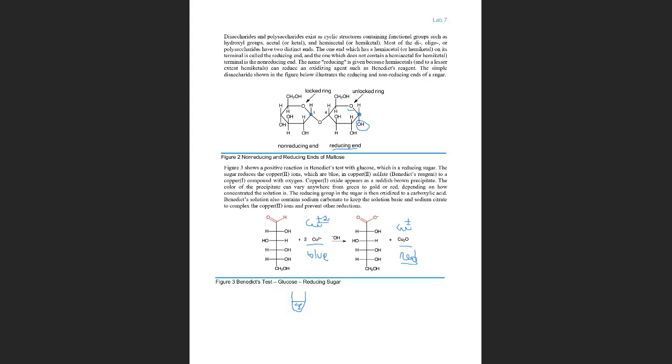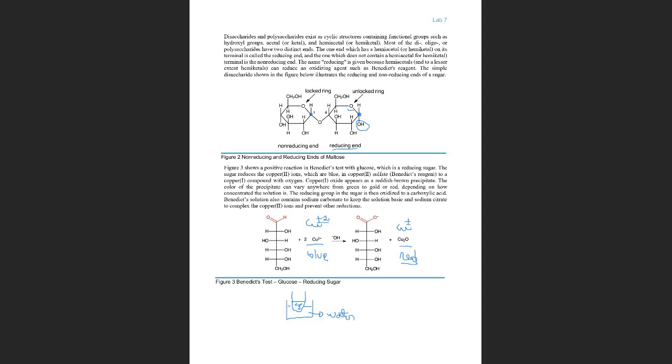But actually, the color of the product depends on the concentration, how much reducing sugar you have in your tube. It can be either green for low concentrations, or yellow, or orange, or the red brick. Remember that to see this positive, you need to place it for a few minutes in a water bath.